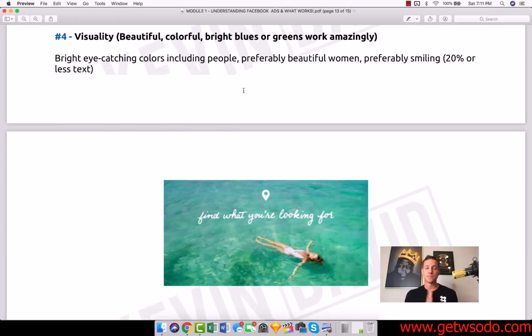So visuality, in today's world, there are so many advertisements that if you don't have a pristine, high quality, HD video or image with beautiful font, if there's any type of granularity or something is wrong, or it's poor quality, or it's just not colorful, or whatever it is, you've already lost. There are too many alternatives to have low quality advertisements, to have low quality landing pages, right? You have to make everything high quality because in today's world, everything's digitized, right? And so bright, eye-catching colors that include people.